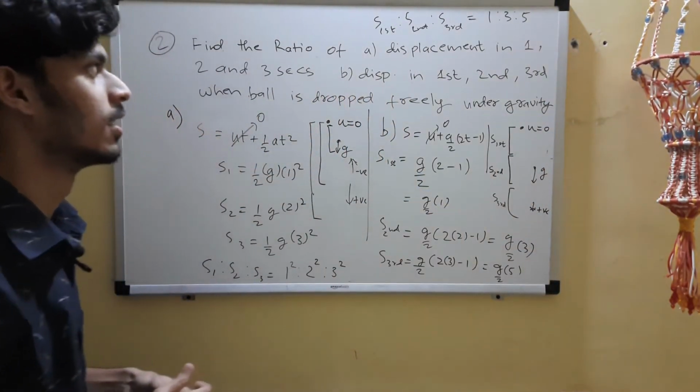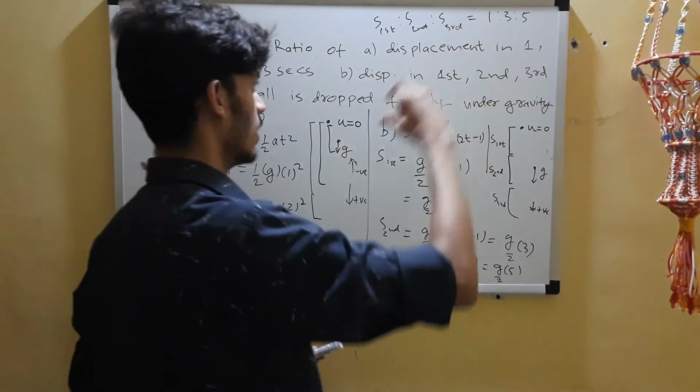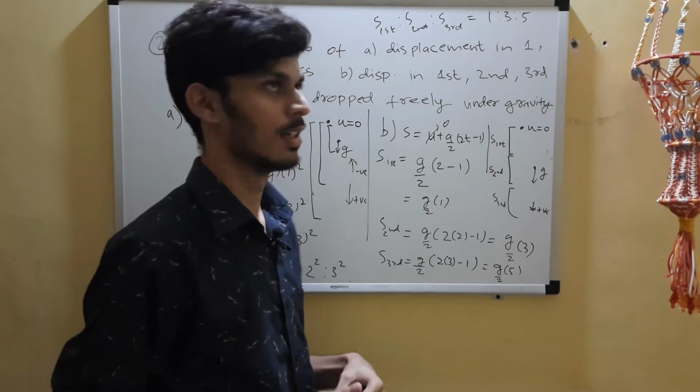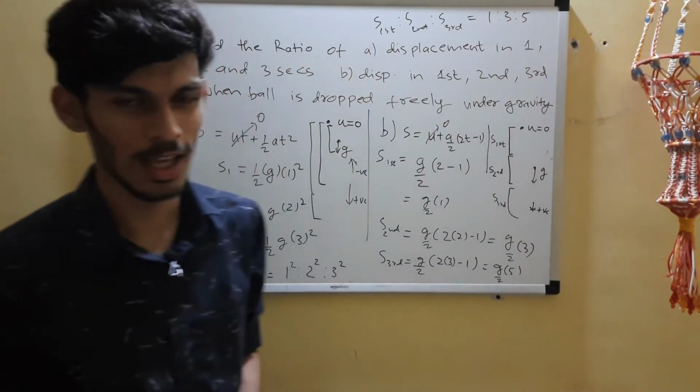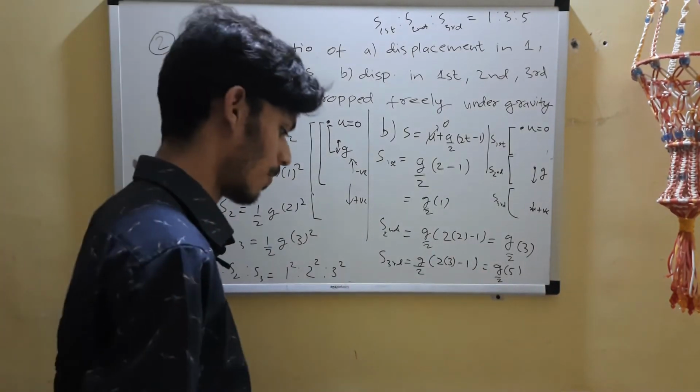Here squares, square over the journey, right? If you want displacement in 2 seconds, then you have to look out for the squares. The ratios are in the form of squares, and here it's odd numbers. Okay, so remember this result. We are going to use it in the next problem.